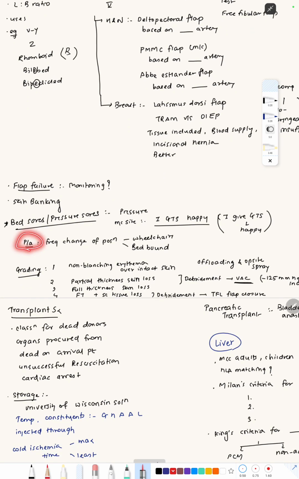Then prophylactically you can frequently change the position of the patient. In a wheelchair patient, every 10 minutes you have to lift the patient for 10 seconds, and in case of a bedbound patient, every 2 hours the patient should be motivated to change position.